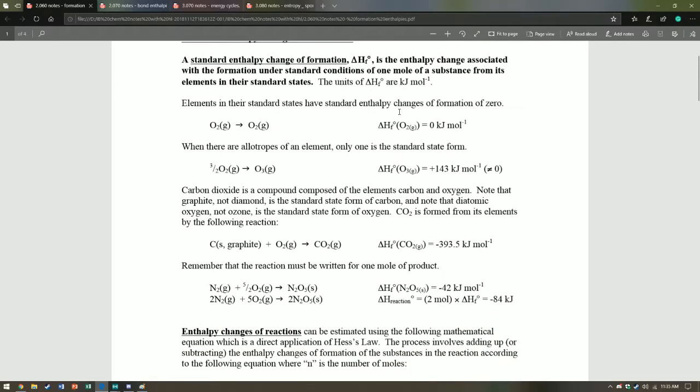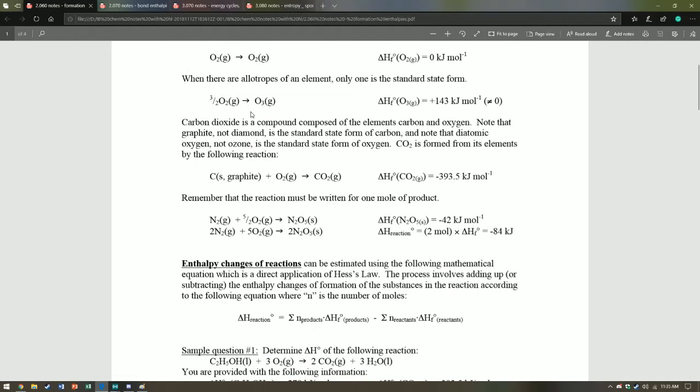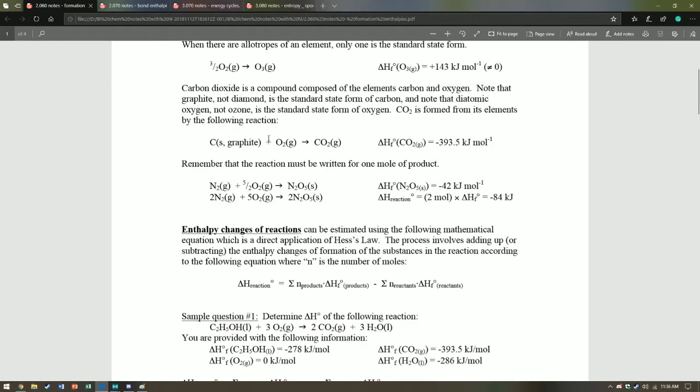What does that imply? Elements in their standard states can have standard enthalpy changes of formation. If you just go from O2 to O2, that's a zero enthalpy change. However, if you go from a different allotrope to the standard state allotrope, that does have an enthalpy change. And note that the reaction must be written for a mole of product. So if you have something like this, and you want nice even numbers, you're going to have to double it.